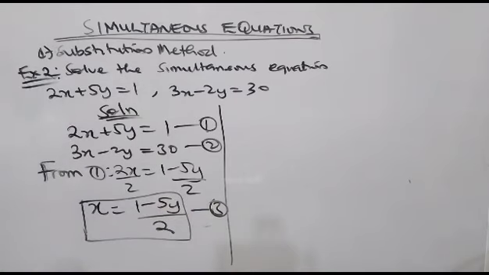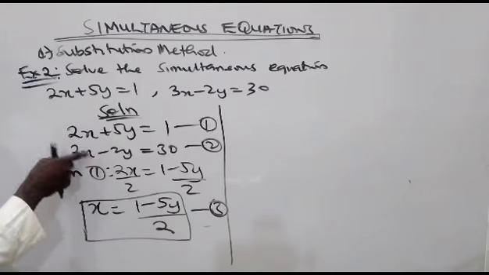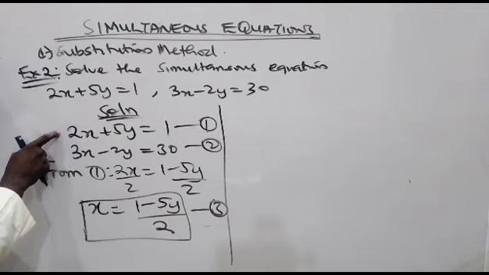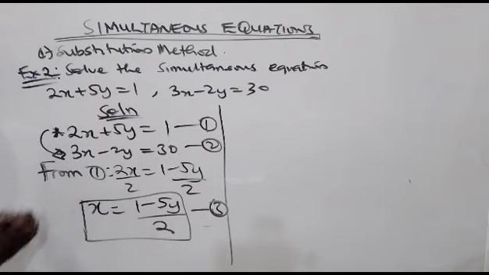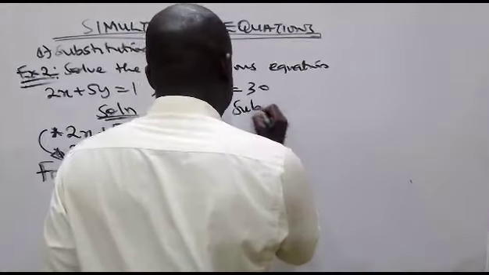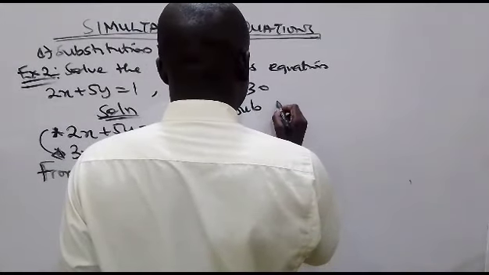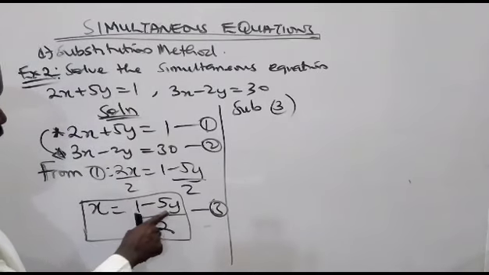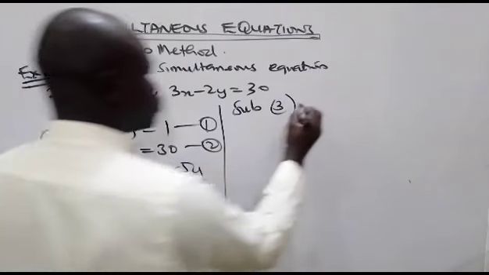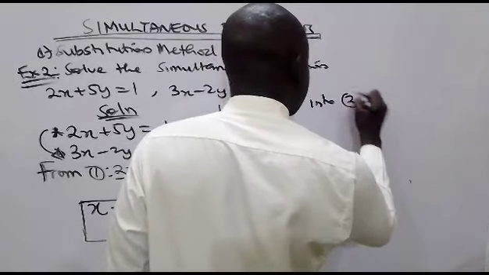Then if I make x the subject of the formula from equation 1, I'm going to substitute in the second equation. I cannot make x the subject in a particular equation and substitute back into that same equation. No. If I make x the subject here, then I will substitute the value into the second equation. So in this case, I will substitute equation 3, x equal to (1 minus 5y) all over 2, into equation 2. That's what I'm going to do.